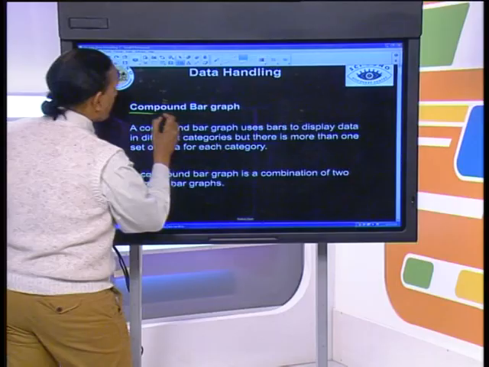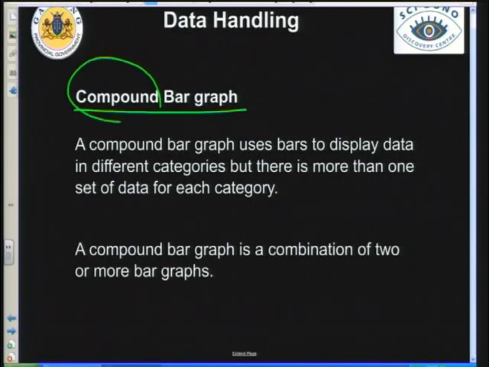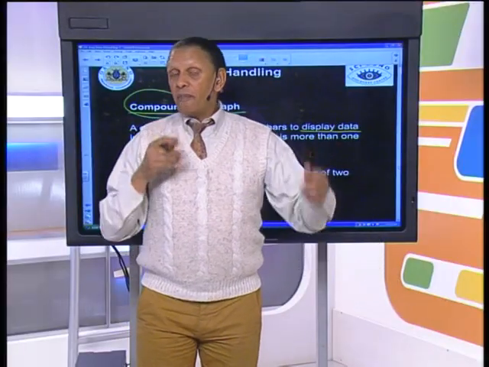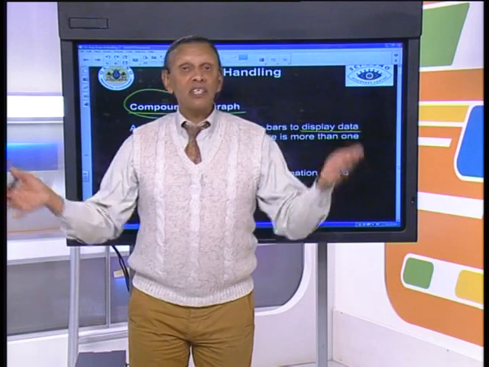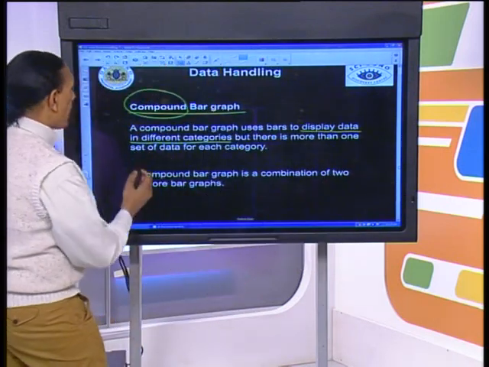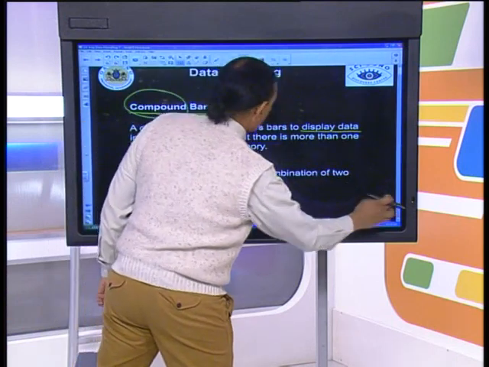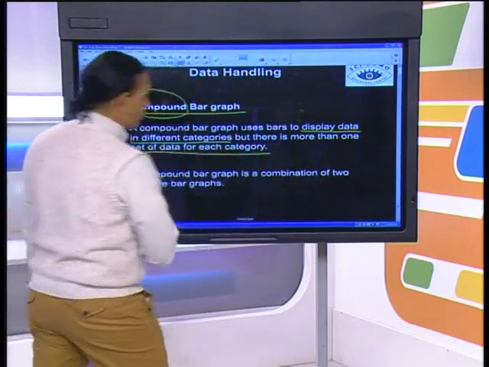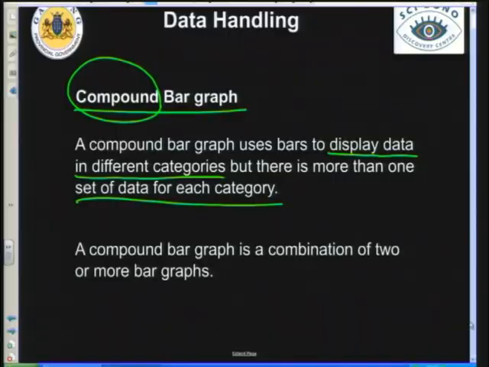Now we go to another type of bar graph called a compound bar graph. Now this is used to display data in different categories. So there's now more than one category. Remember, previously we only dealt with one category, services. But now we have more than one category. So you must draw a bar for each category. A compound bar graph is a combination of two or more bars.